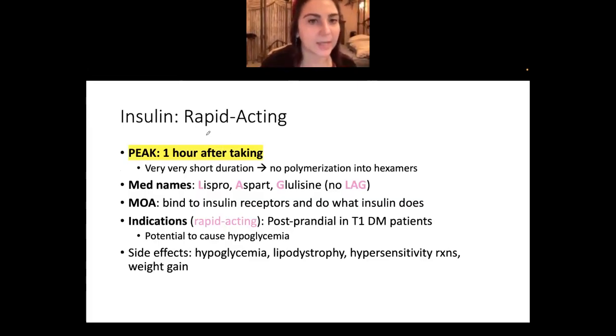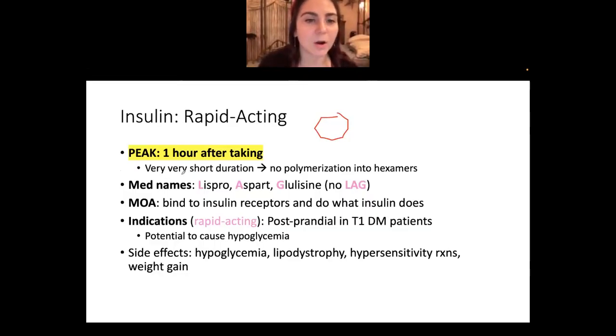So your rapid acting insulins are going to peak 1 hour after taking. I had in my notes that the reason they peak so quick and are out of the system is because they don't polymerize into hexamers. A hexamer, I'm assuming, is a six-pronged thing, and that would make it stay in the blood longer, because the longer acting insulins all polymerize into hexamers. I don't know how important that is to know, but that's what's contributing to how short it lasts in the body.